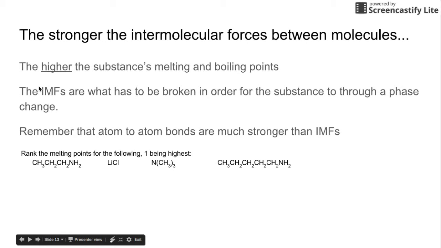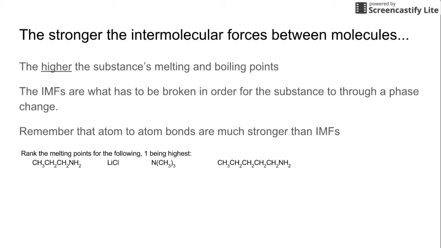So the stronger the intermolecular forces between molecules, the higher the substance's melting and boiling points. That means the intermolecular forces are what has to be broken in order for a substance to go through a phase change. You have to break some of those attractive forces for a solid to go to a liquid, and then you have to break the rest of those attractive forces when that liquid becomes a vapor. That's what boiling points are, a measure of how strong the intermolecular forces are. So recognize that intermolecular forces are broken when we go through a phase change, not bonds. Bonds are much, much stronger than our intermolecular forces.